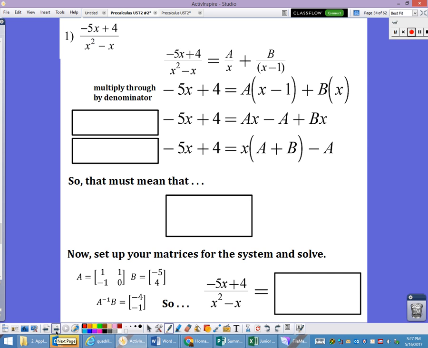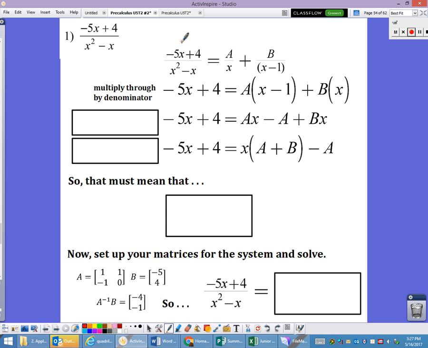So let's start with number 1, and this is number 1 on the back of your worksheet. It's also a slide that you see on the note sheet, so it's in both. But basically number 1 is the problem we just talked about. So if I had negative 5x plus 4 over x squared minus x, I want to break it apart into 2 fractions.